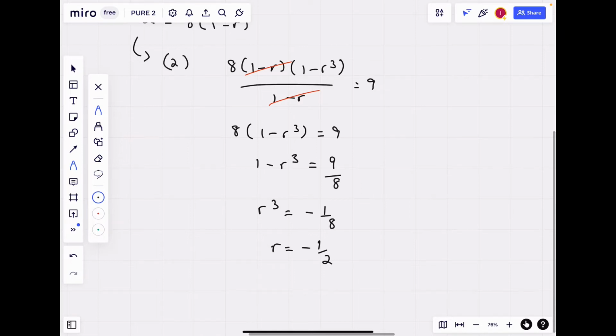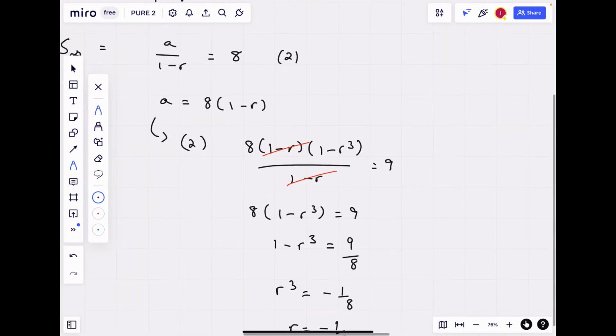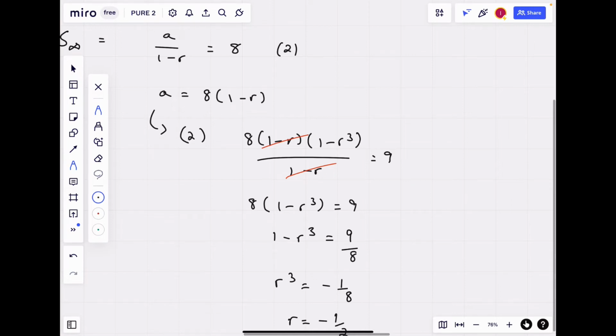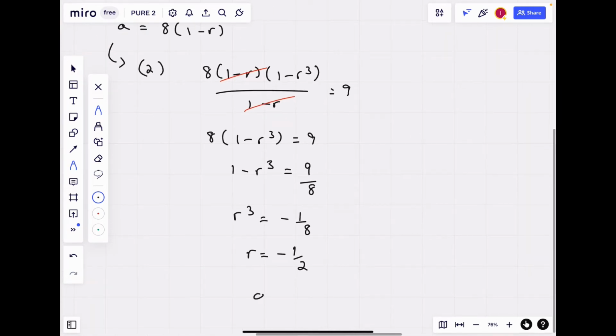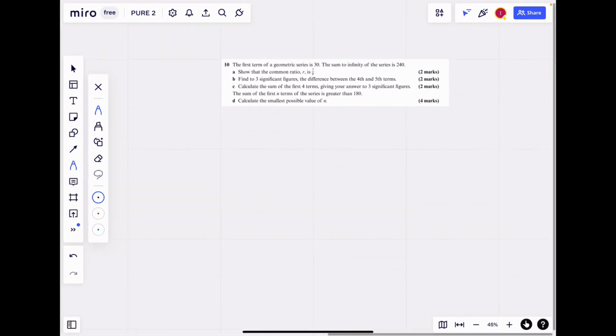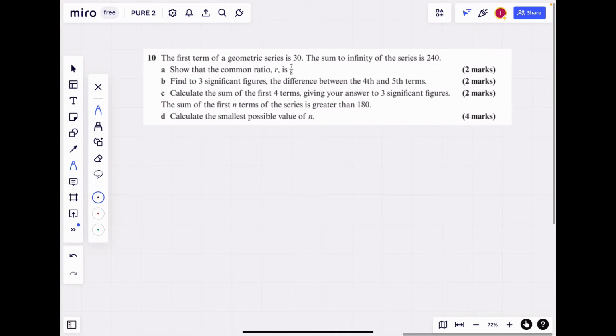And now sub that into equation 2, and you get a equals 12. Easy. And that's making use of the sum to infinity and the regular geometric series sum formulas. Okay, long question. I want you to try this on your own, please.